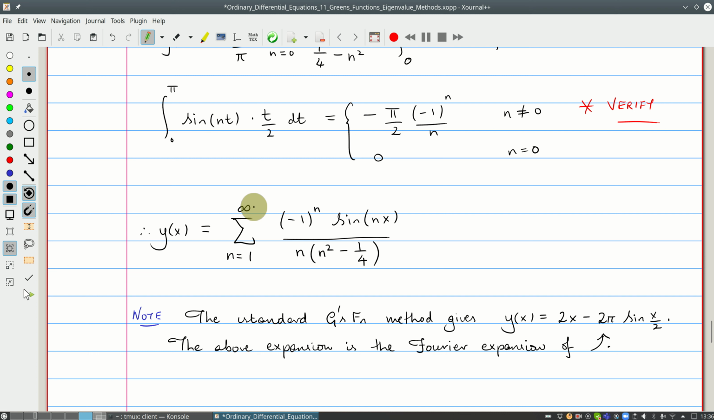N goes from 1 to infinity. We don't have 0 here because when n is 0, we get a 0 from this integral, and we have this expression, which again looks pretty cool.